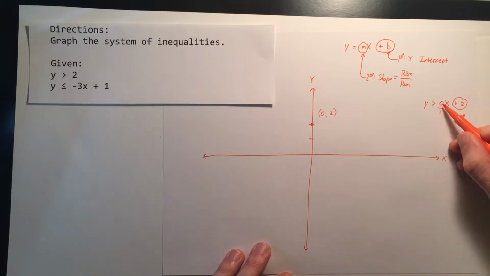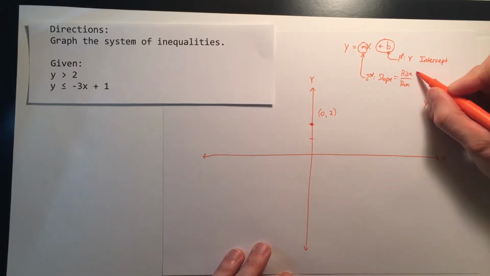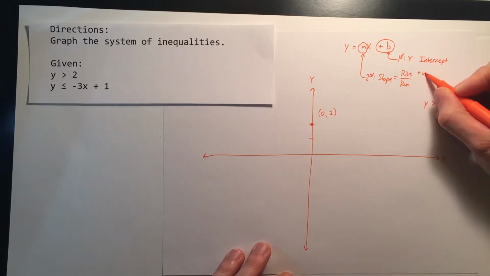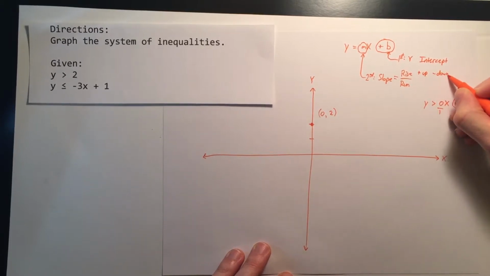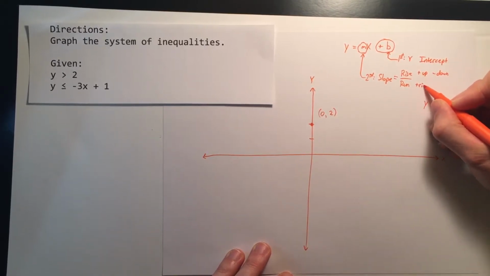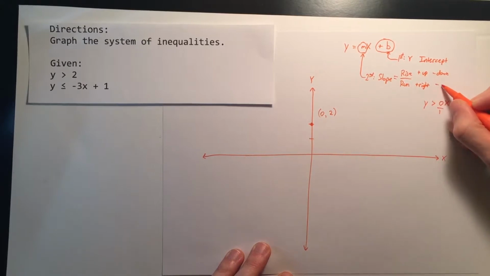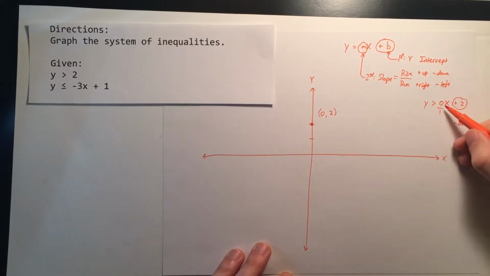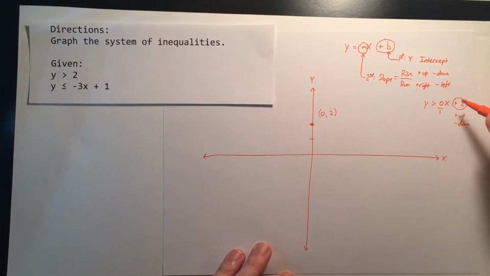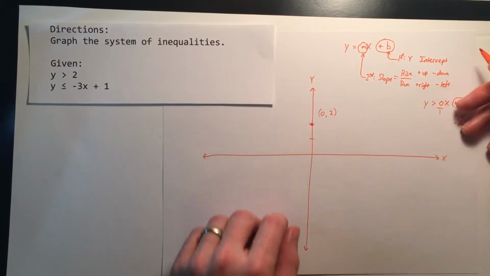Starting there, we're going to follow this rise over run, and remember that when the rise is positive, it means up. If it's negative, it means down. When run is positive, it means right. When run is negative, it means left. 0 is neither positive nor negative. That means that we don't move at all up or down.